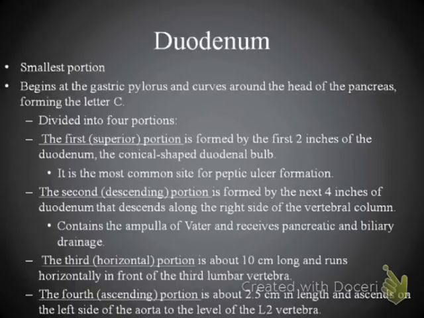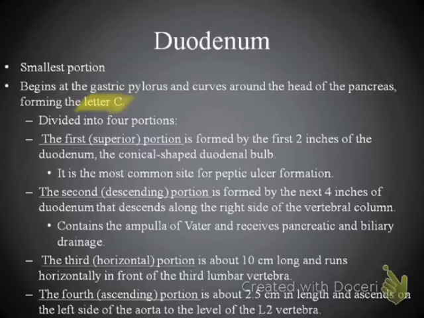If we begin with the duodenum, we see that it's the smallest portion. It begins at the gastric pylorus and curves around the head of the pancreas, forming the letter C. So keep that in mind. You'll hear this tossed around a lot, the C loop of the duodenum. That's where the head of the pancreas resides. And the duodenum is divided into four portions.